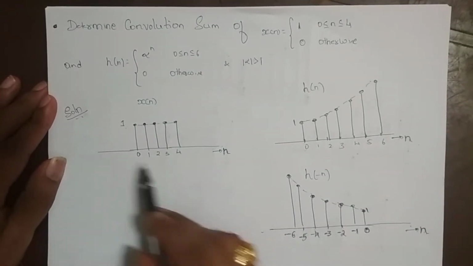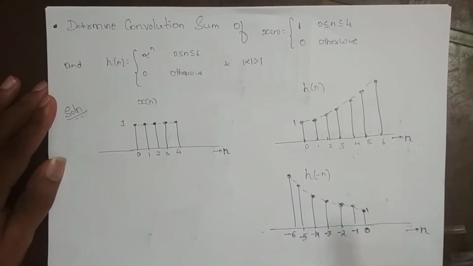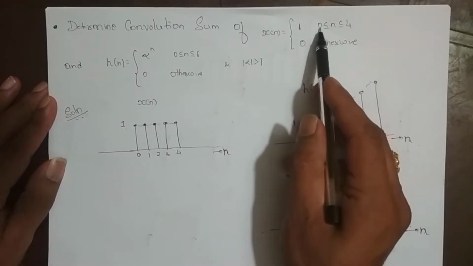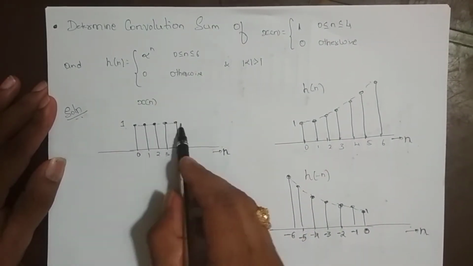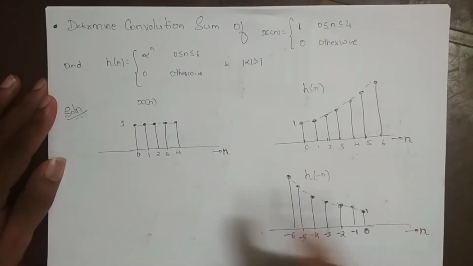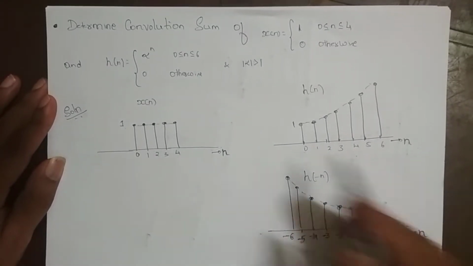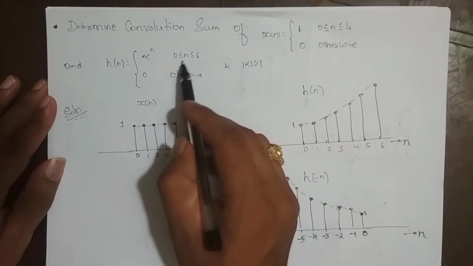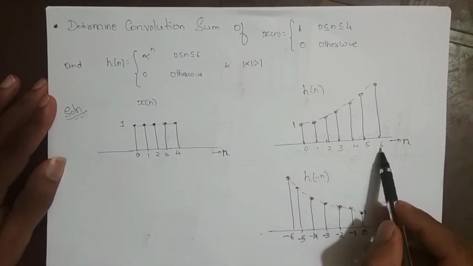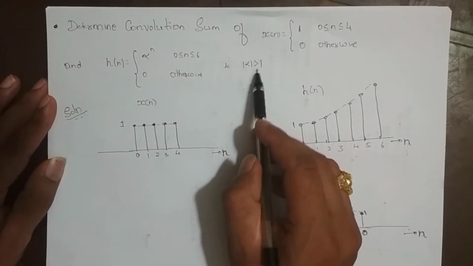So as a solution, I have sketched x of n and h of n. Let me show you. x of n is 1 for n varying from 0 to 4, right? So for n varying from 0 to 4, its amplitude is 1, and it is 0 otherwise. And what is h of n? It is alpha power n, the magnitude of alpha is greater than 1, and n is varying from 0 to 6.